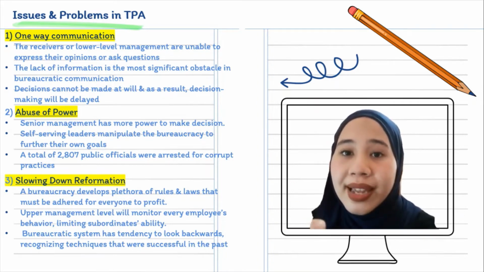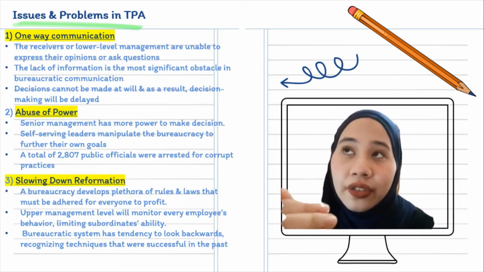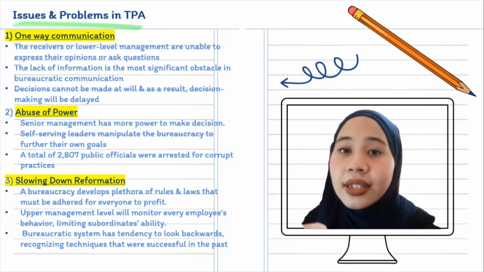Decisions cannot be made at will, and as a result, decision-making will be delayed. The decision-making authority remains in the hands of the top management. Next, the abuse of power.